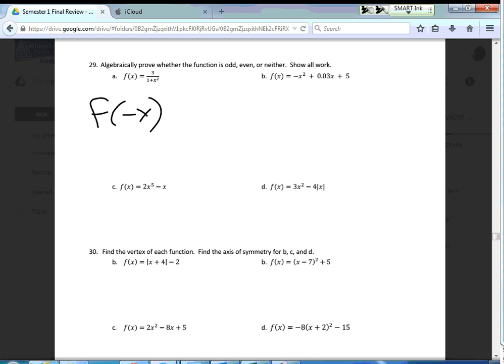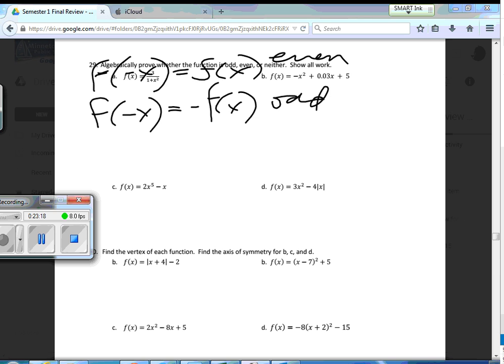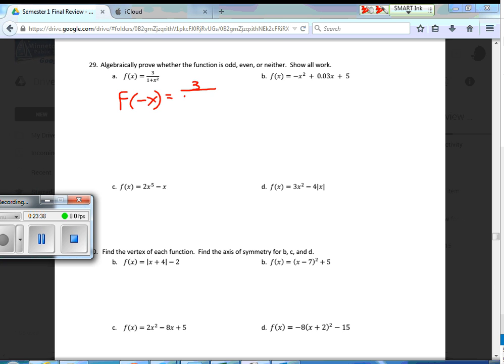I'm going to pause for just a second. So, these are the two rules. One's for proving even, one's for proving odd. They both start with f of -x. What does that mean? That means on this one, you put in f of -x and see what you get. It's the same equation, except wherever the x was, you put an empty spot, and then you drop in a -x.